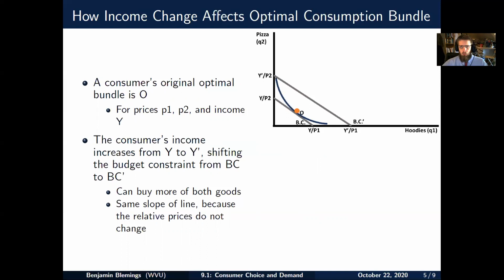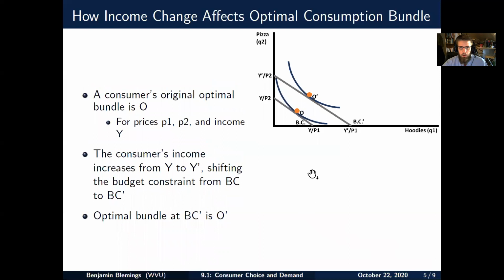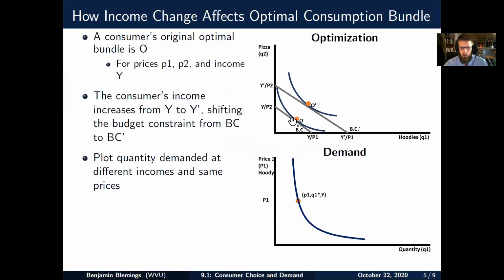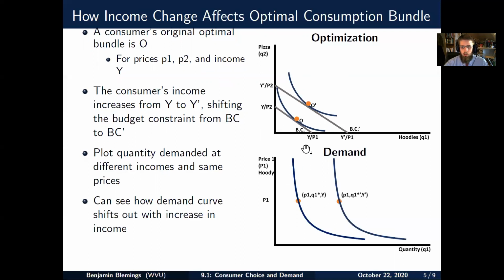That means the price of good one compared to the price of good two is still the same. The same slope of the line, the same marginal rate of transformation. And so it shifts out in this parallel fashion to BC prime. And then we have our new O prime here. And what happens is, here's our first point that corresponds to O and Y, the original income. And then when our income increases to Y prime and our budget constraint shifts out, we can plot out how this shifts the demand curve outwards.